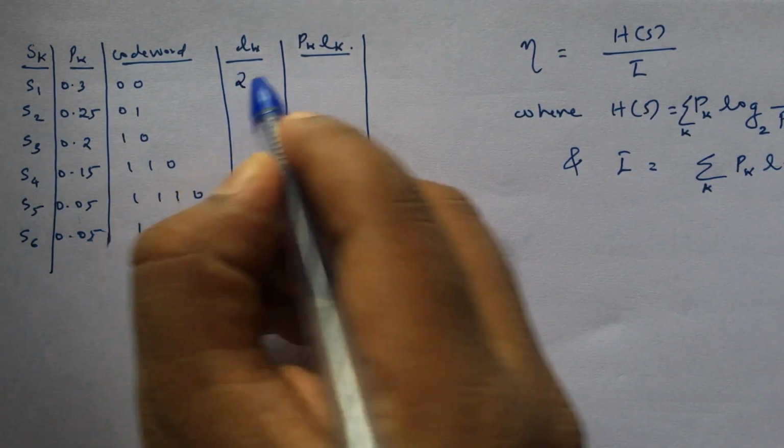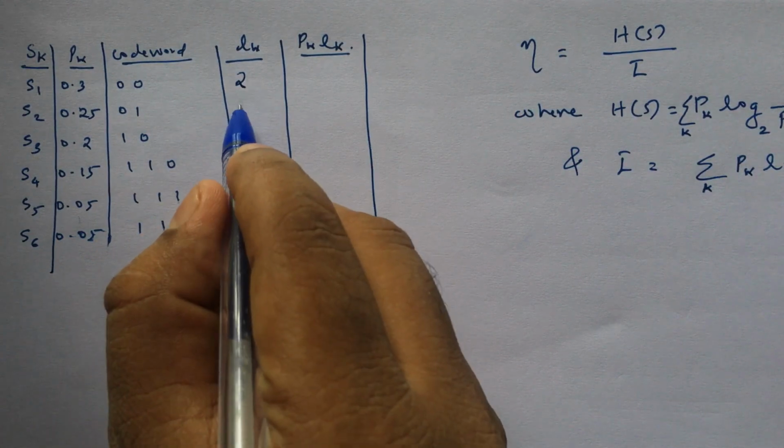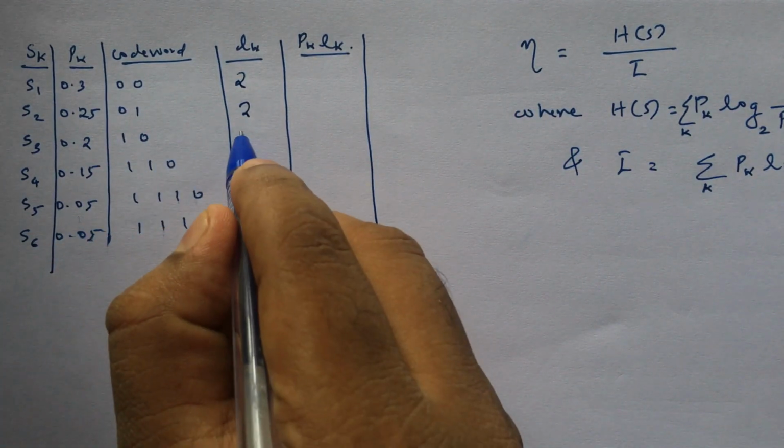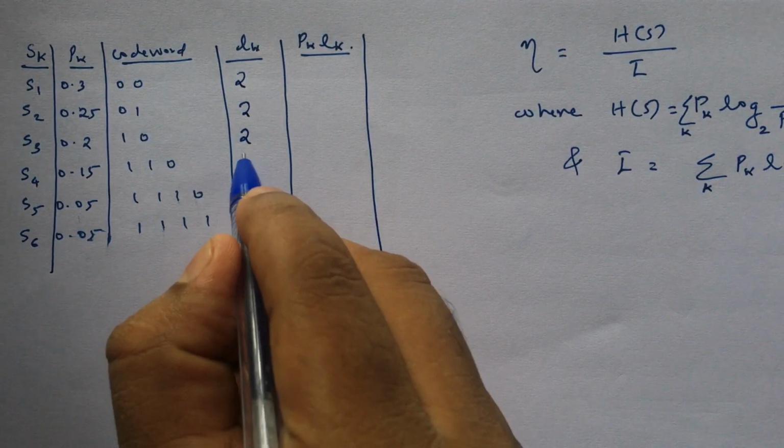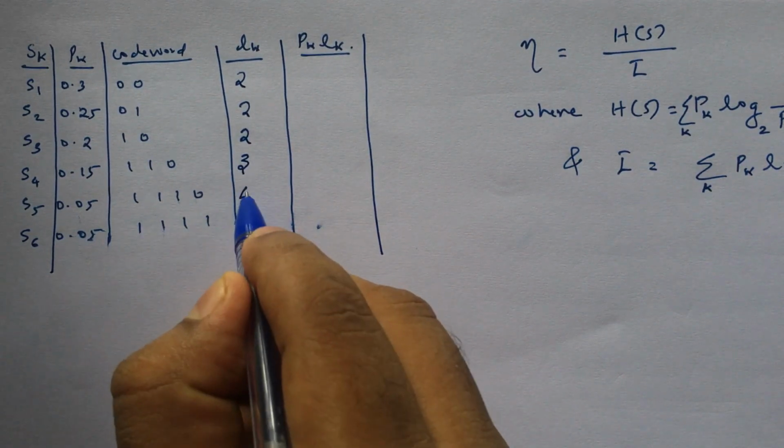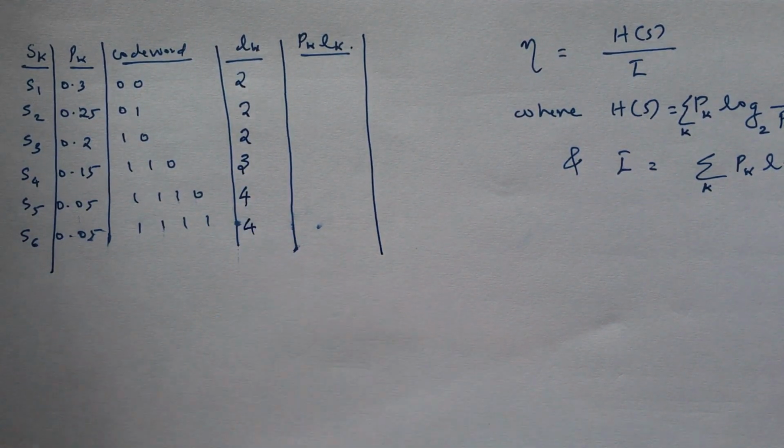That is, here it is 2, and here also we are using 2 bits, it is 2. Here also we are using 2 bits, here it is 2. Here we are using 3 bits, here we are using 4 bits, and here we are using 4 bits.